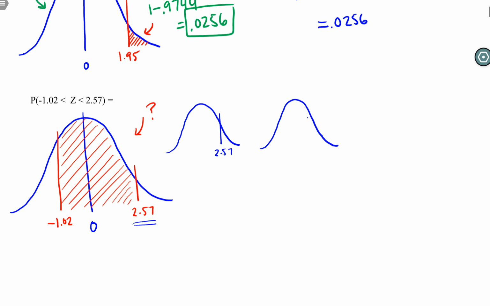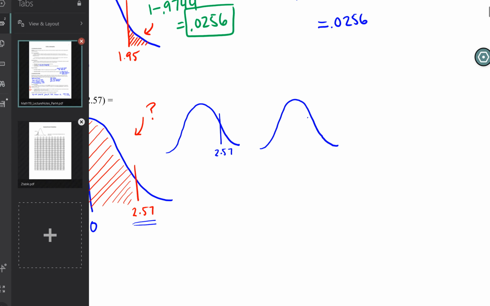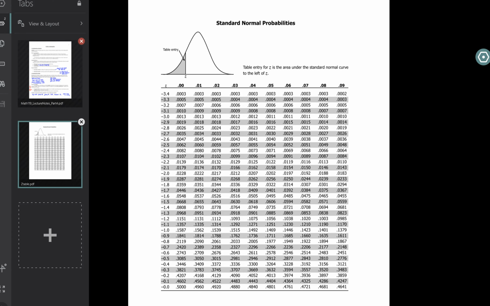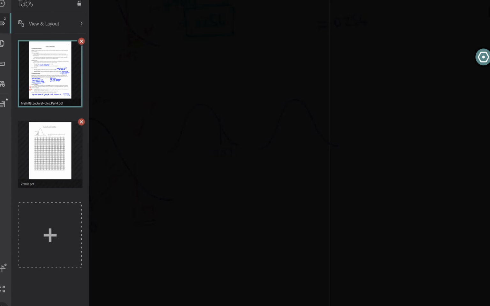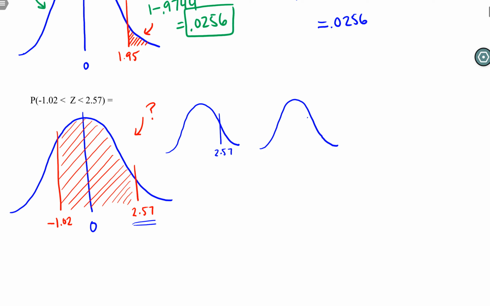So I'm going to pull up my table, and I'm going to look up 2.57. So I need to get off the negative table. I need to go to the positive table. 2.57. Those intersect at 99.49. So I can go back. All right, this was 0.9949. And that was this whole area. Right, it's the left side area. Unfortunately, that's too much of the area, right? We can look at our original drawing.